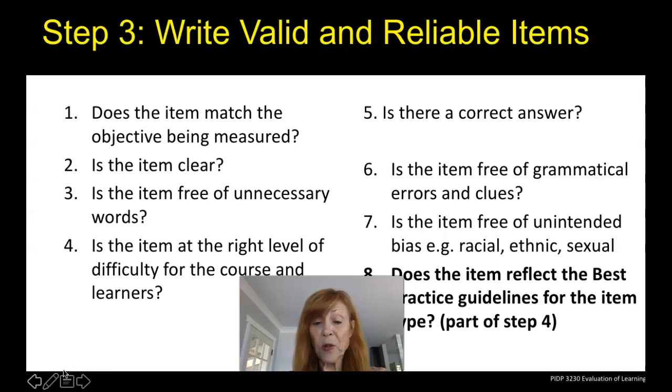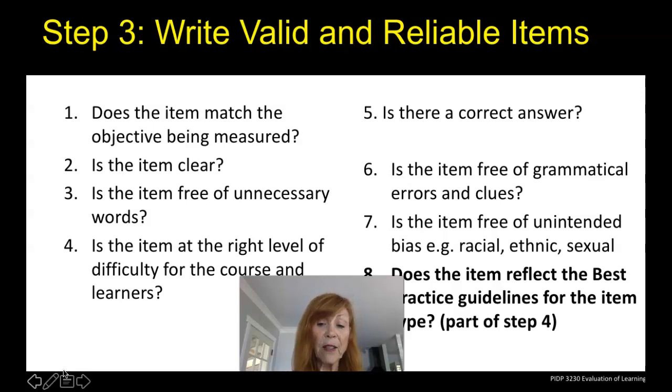And number 7 is extremely important in today's world. Is the item free of unintended biases? Maybe there are some undertones of racial, ethnic, or sexual bias in the item itself. Make sure that it is written in a very neutral way.